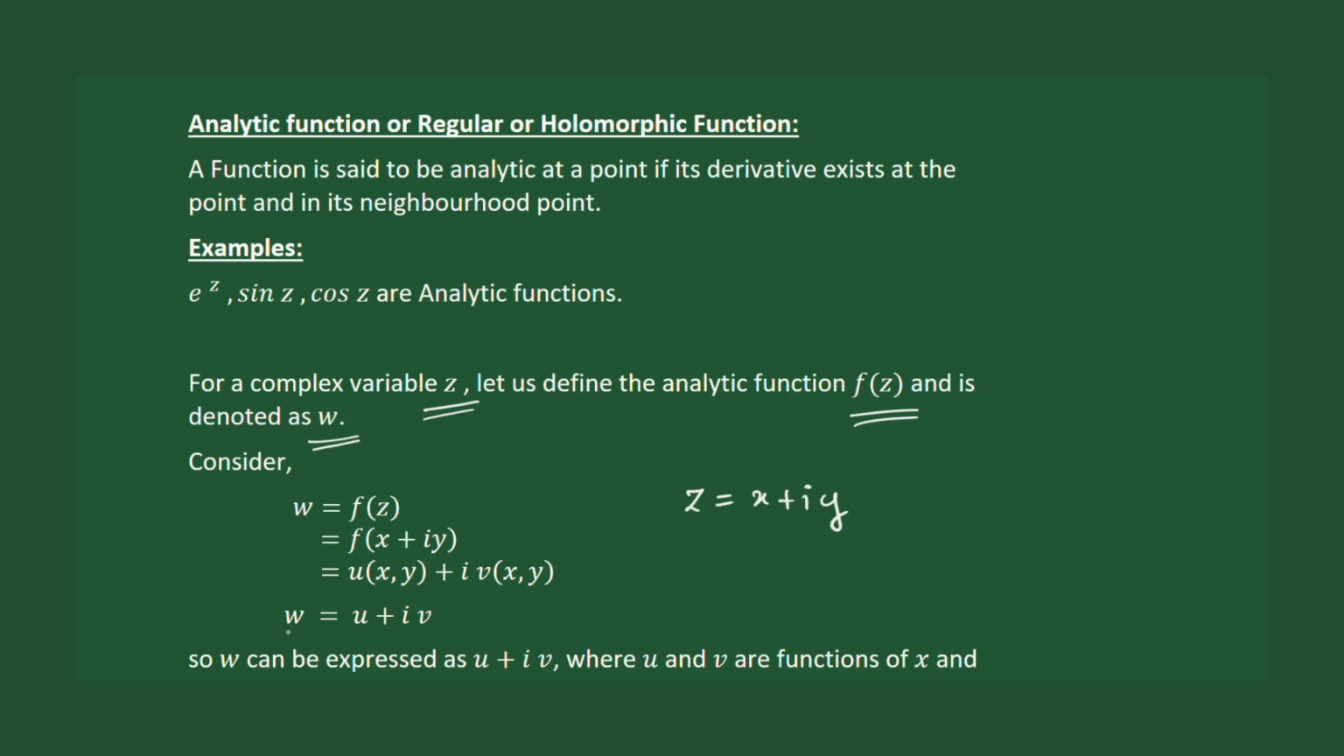So w also contains a real part and an imaginary part, and u is the symbol for the real part and v is the symbol for the imaginary part. Throughout this section, we have to consider the notation w as u plus iv, or we can also call f of z as u plus iv, where z is equal to x plus iy.